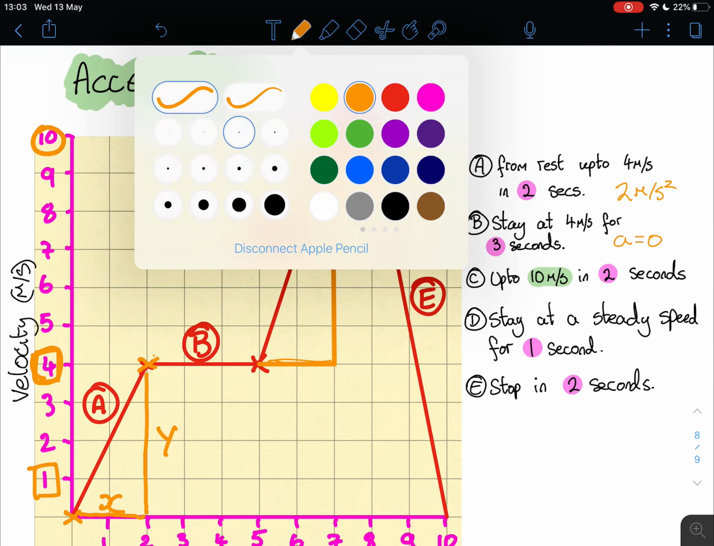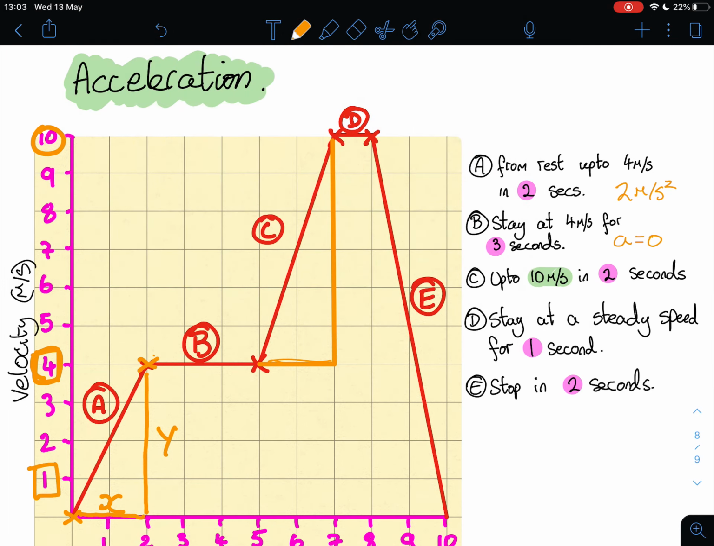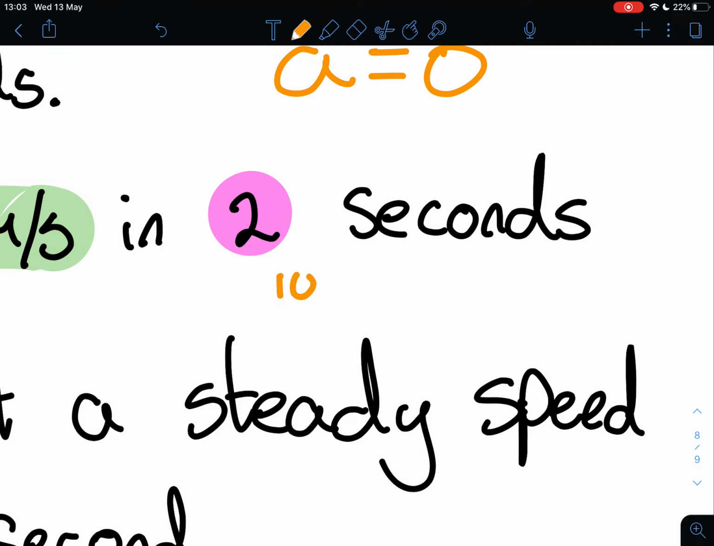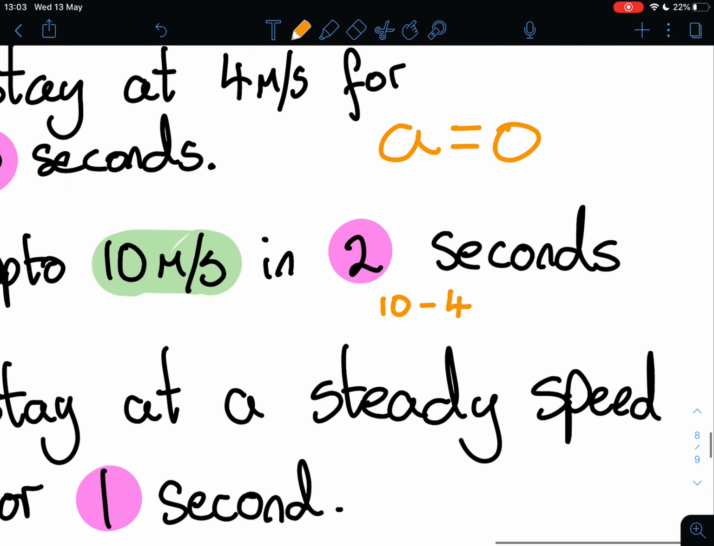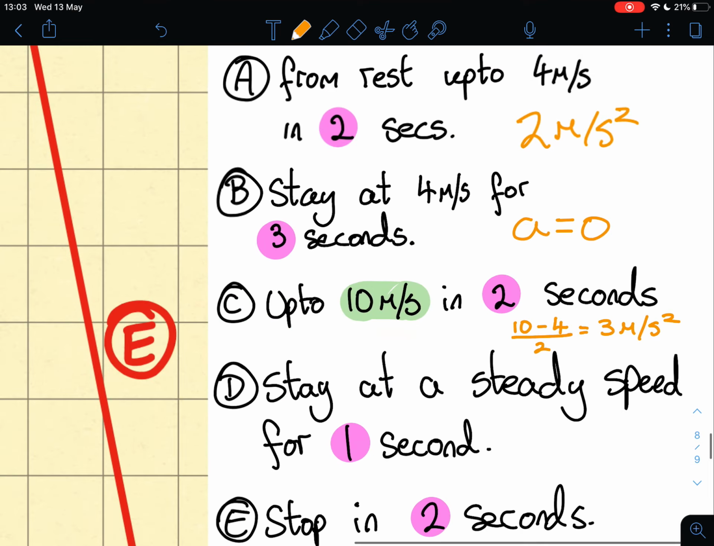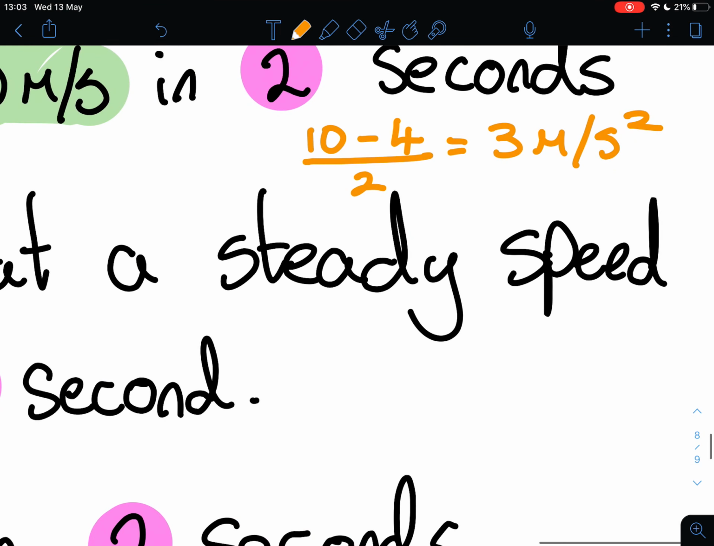So to work it out, we're going to do 10 minus 4, which is 6, over 2 seconds gives us 3 meters per second squared. Steady speed, acceleration equals 0.